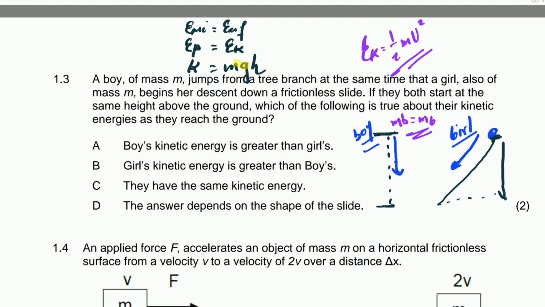Now here is the thing. Mass is the same, g is constant, and height is also the same. That was what we started with here. Therefore, the kinetic energy is the same for both of them. So the correct answer would be C. They have the same kinetic energy. It's a good question, this one.